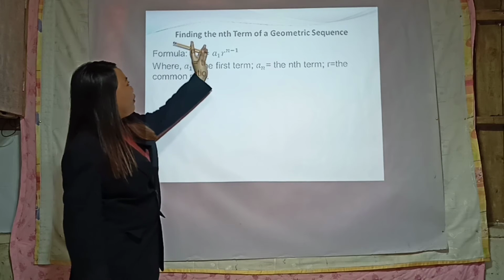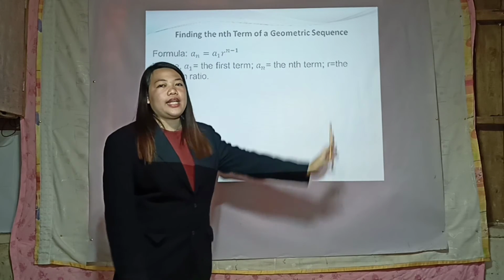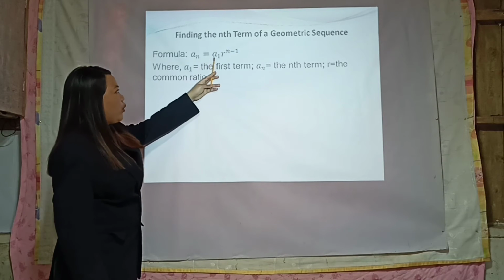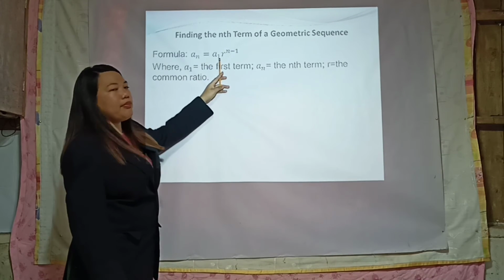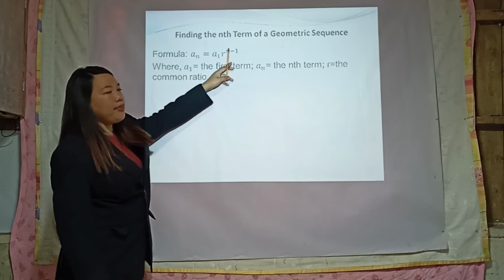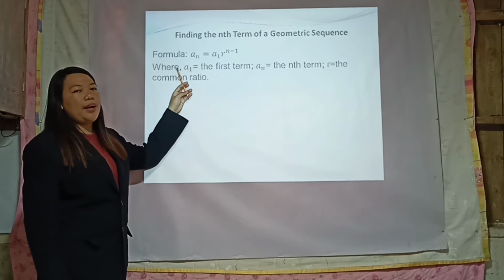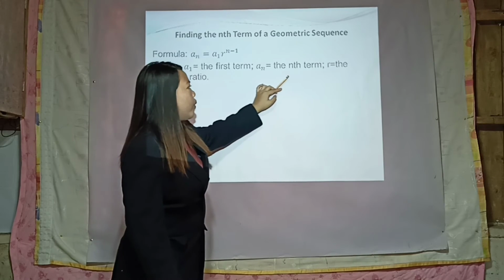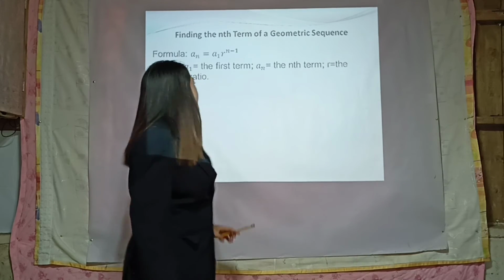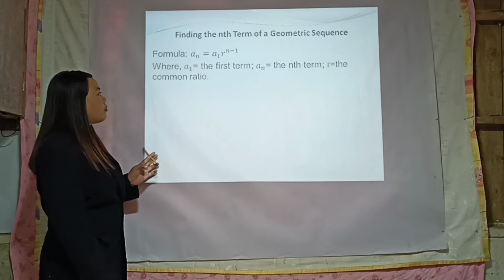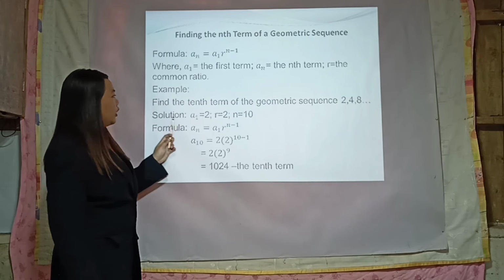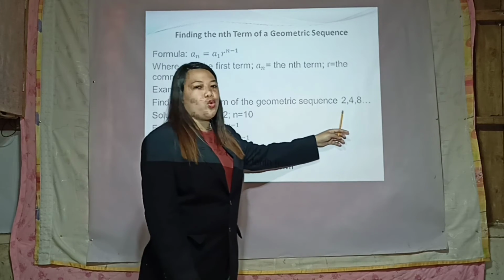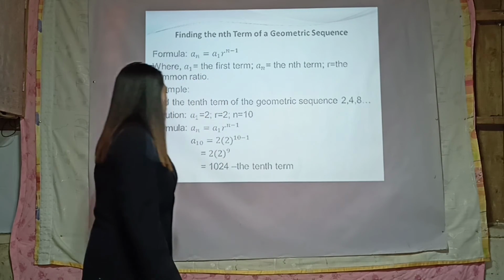So now let's find the nth term of a geometric sequence. So formula, a sub n is equal to a sub 1 times r raised to n minus 1, where a sub 1 is equal to the first term, a sub n is equal to the nth term, and r is the common ratio. So example, find the 10th term of the geometric sequence 2, 4, 8, and so on.